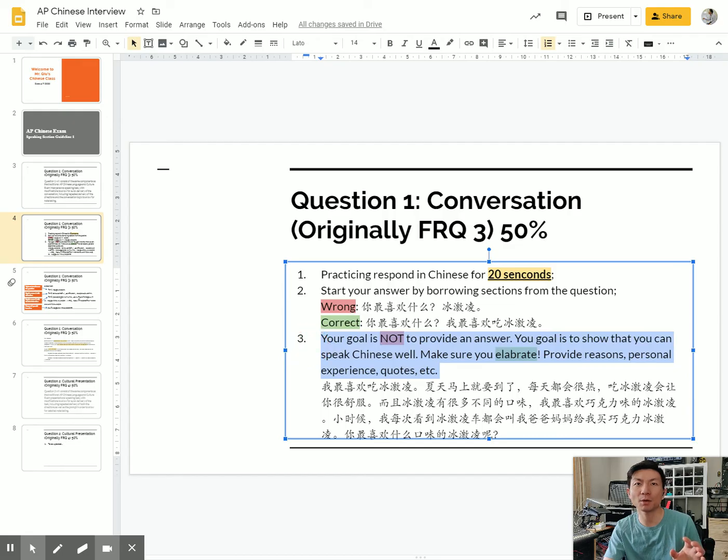And the more important part is that your goal is not to provide just an answer. Your goal is to show that you can speak Chinese well. Make sure that you elaborate, provide reasons, personal experiences, quotes, etc. So here is my 20 seconds sample response.